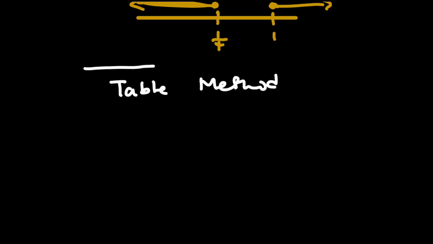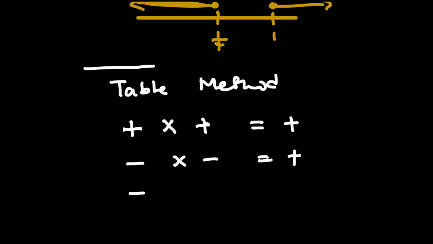The table method. With regards to the table method, there is no need for you to know how the graph looks. You just need to know that a positive times a positive is a positive, a negative times a negative is a positive, and a negative times a positive, and vice versa, is going to give you a negative.